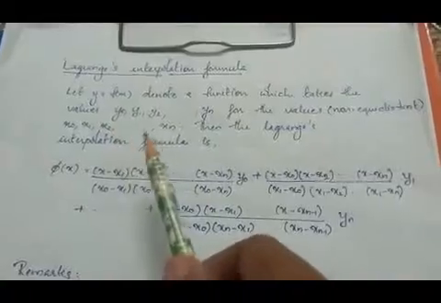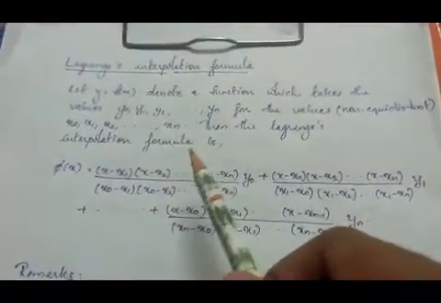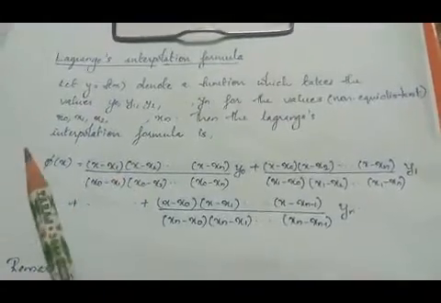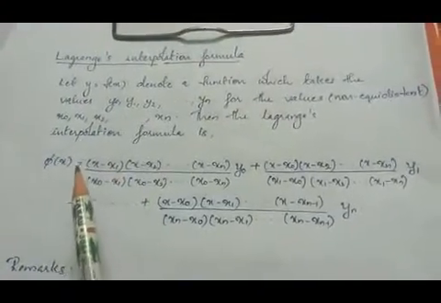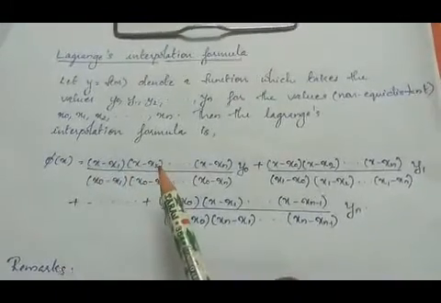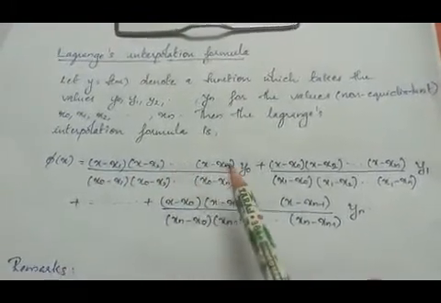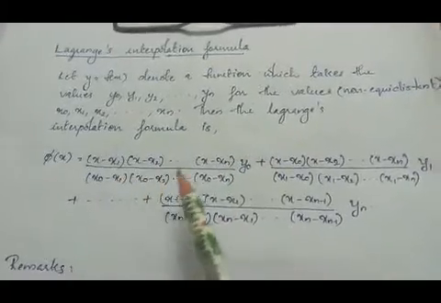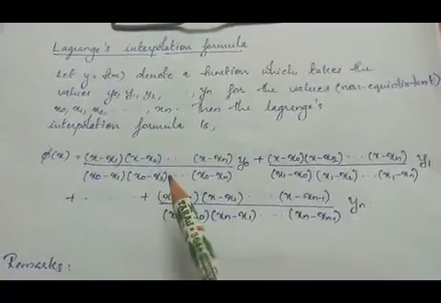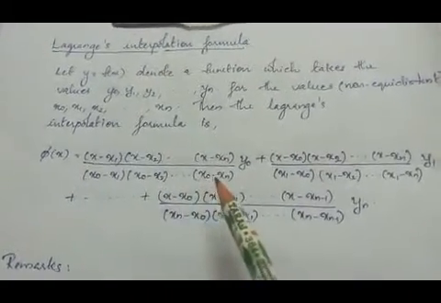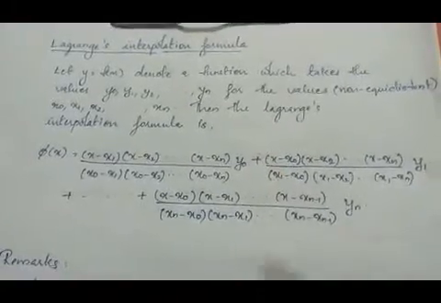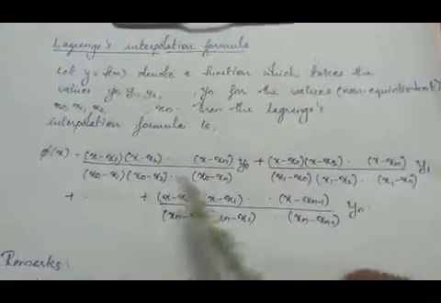They are non-equidistant. Then the Lagrange's interpolation formula is defined as phi of x is equal to x minus x1 into x minus x2 etc. till x minus xn, the whole divided by x0 minus x1, x0 minus x2 etc. x0 minus xn into y0 plus etc. So this is the first term.